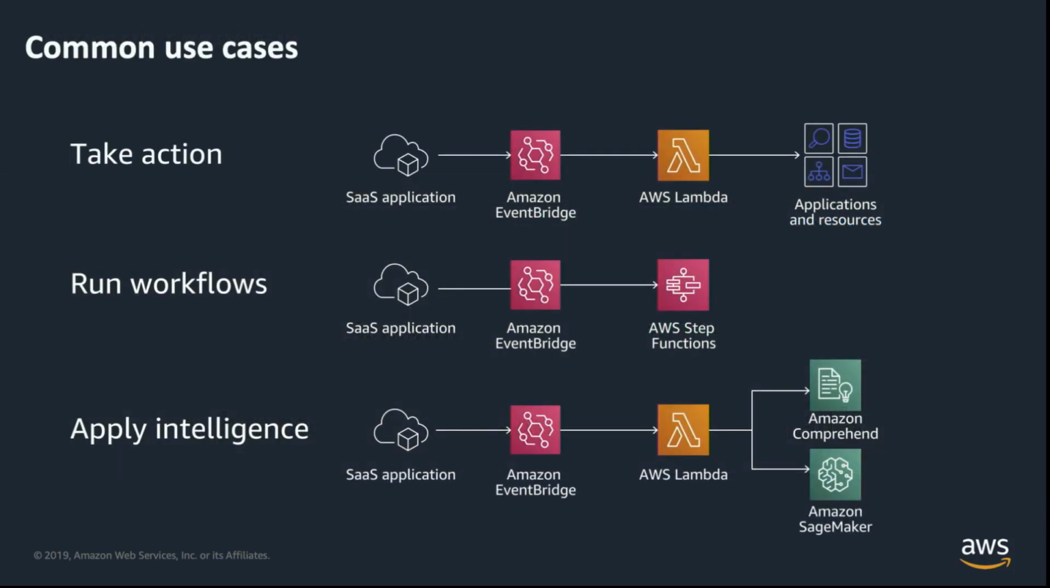And you can use this to react. So for example, a trouble ticket has been created and I want to react with my own business logic. You can apply intelligence: when a ticket is being closed, I can analyze the ticket with machine learning and check the sentiment of the interaction, to see how the sentiment evolved from when the ticket was created up to the closing phase.